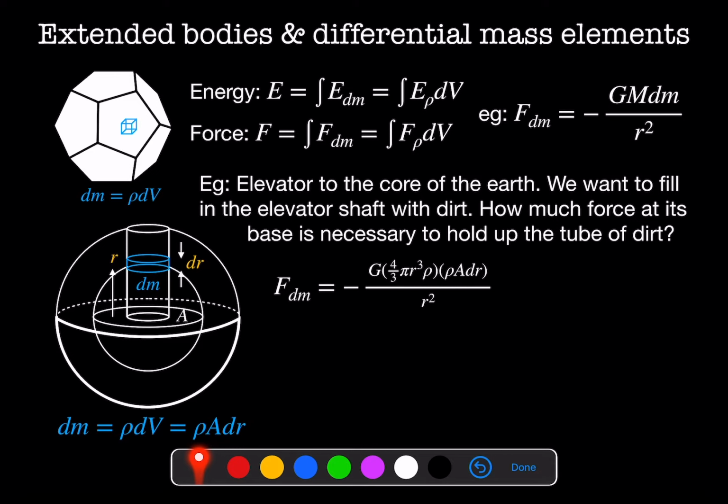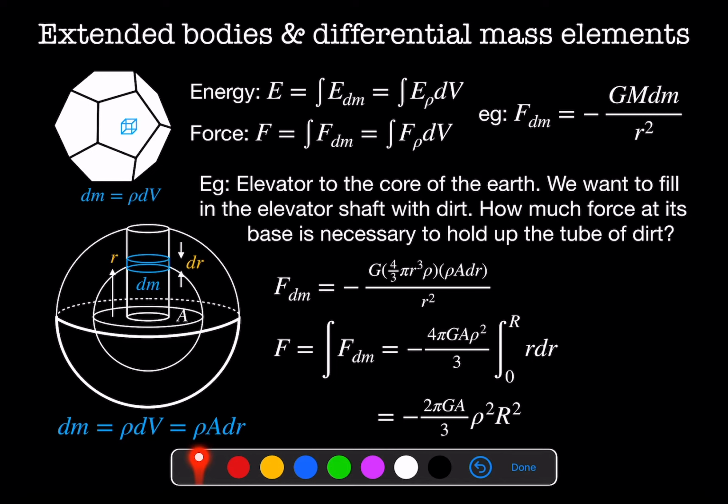Now we can integrate this from the center of the Earth all the way out to its radius to get the total force. This is the integral we need to do, so we pull out all of the constants. We end up with 4/3 G A rho squared, and we're integrating r dr from the center of the Earth to the crust. And we end up with a force of 2/3 G times A times rho squared times R squared, necessary to keep up the entire tube of dirt.